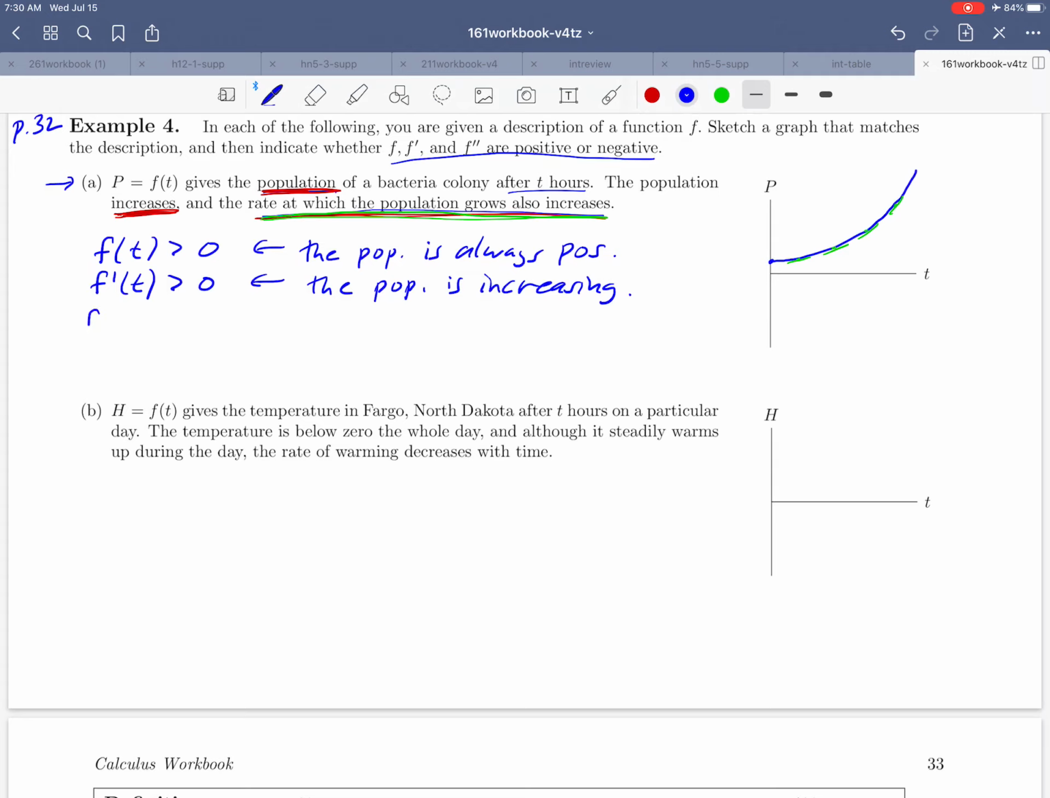And what about the second derivative? Is that positive or is it negative? Okay, well, remember what the second derivative represents again. It's the rate of change of the first derivative. So we're asking about the rate of growth of the population. Is the growth rate of the population getting bigger or smaller? Well, we can see here that it's getting bigger. That tells us that the second derivative also has to be positive.